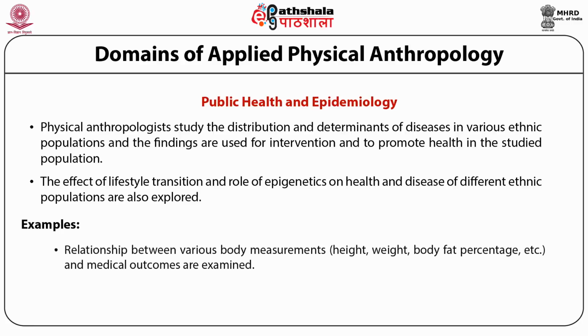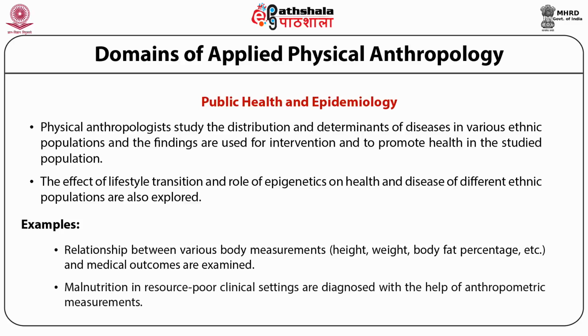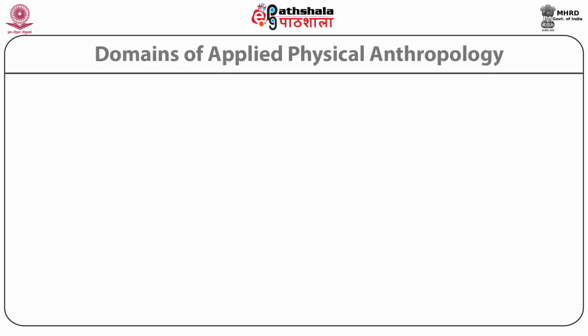An example is the relationship between various body measurements and medical outcomes being examined. Then there is another example: malnutrition in resource-poor clinical settings is diagnosed with the help of anthropometric measurement. Medico-legal aspect.